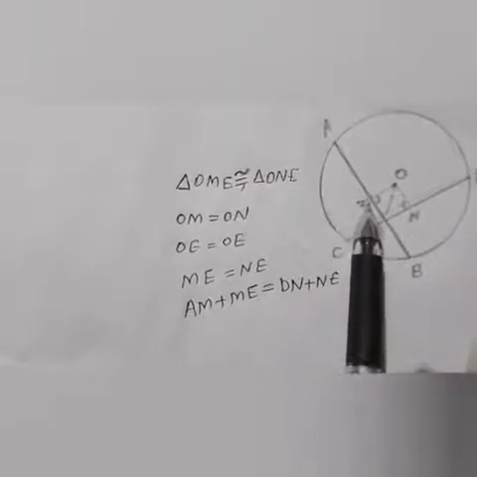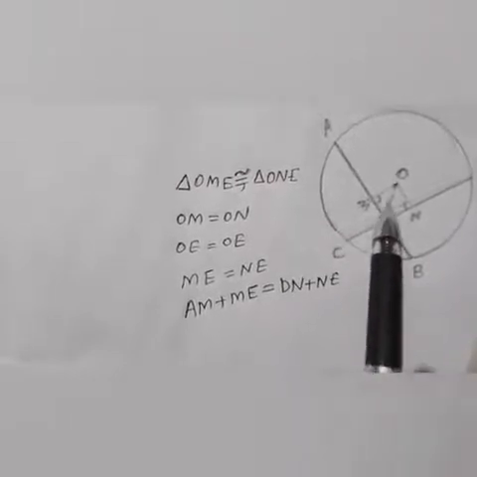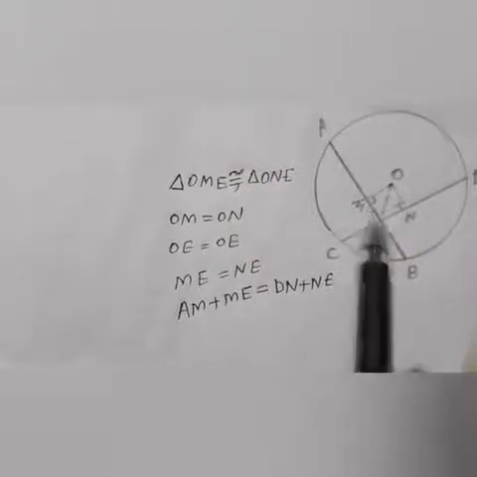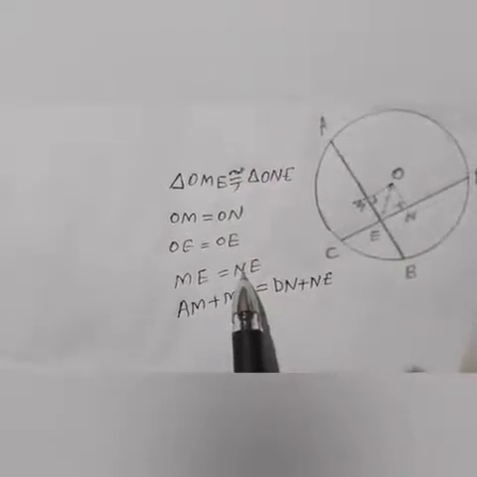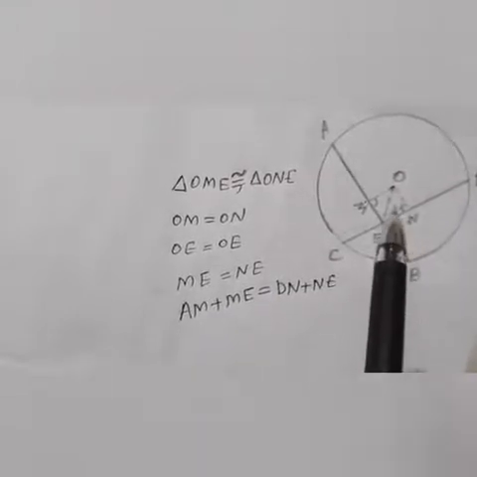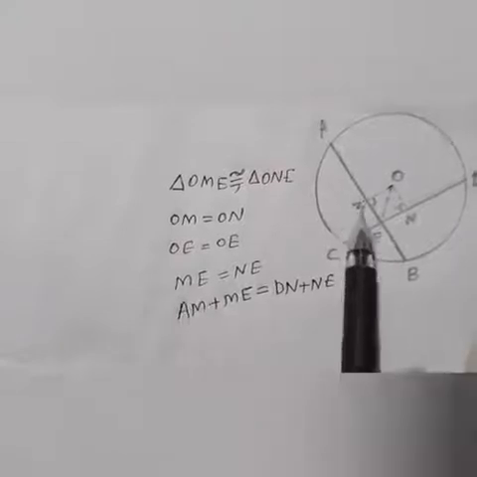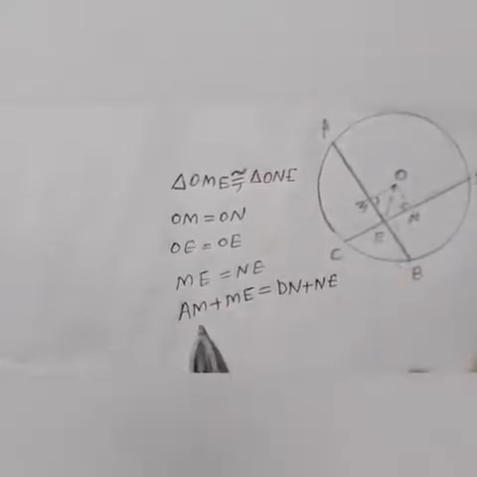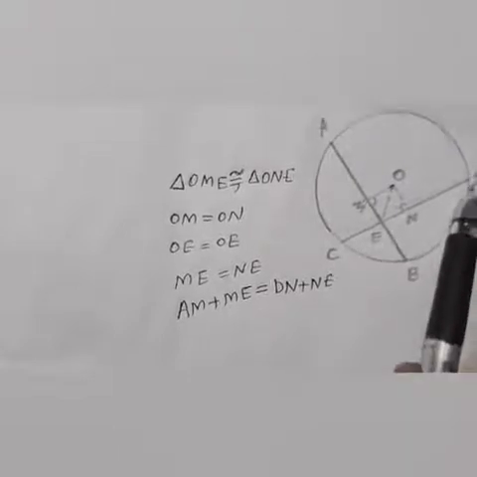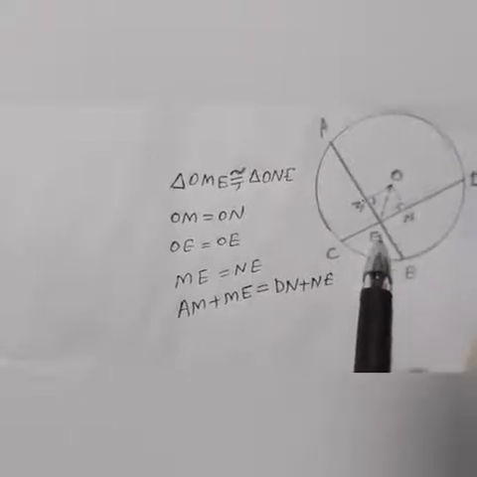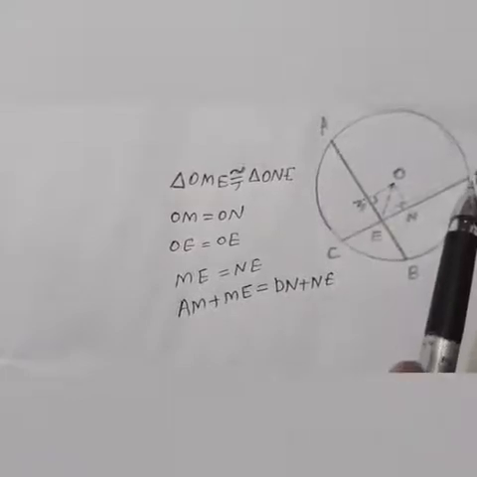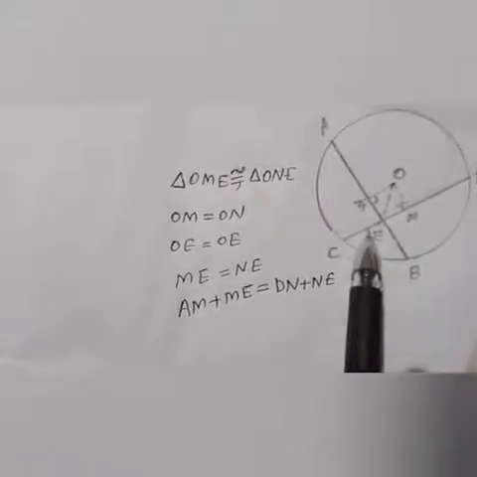Now consider this side ME and this side NE. Both are equal. Why? Both are corresponding parts of congruent triangles. So according to CPCT, ME equals EN. Now consider AM plus ME equal to DN plus NE.